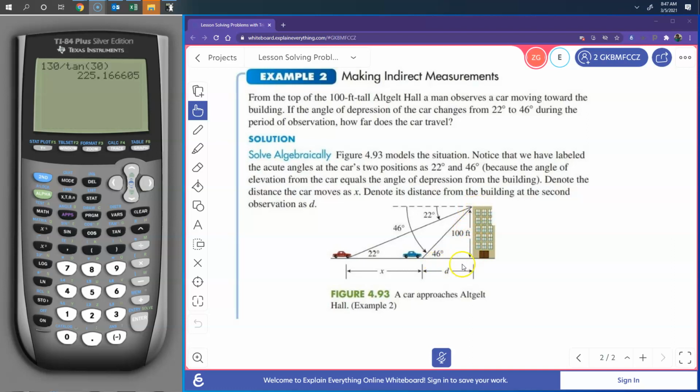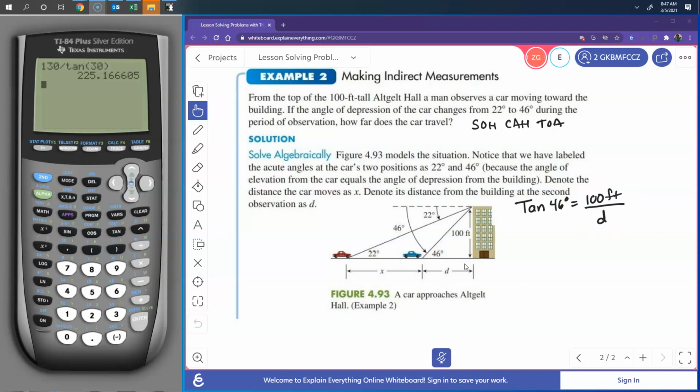So it's opposite and adjacent. Once again, we're going to use tangent. Remember the mnemonic statement SOH-CAH-TOA. So we're going to use tangent of 46 degrees is equal to the opposite, which is 100 feet, over the adjacent. In this case, it's D.